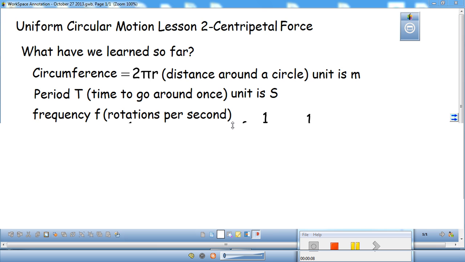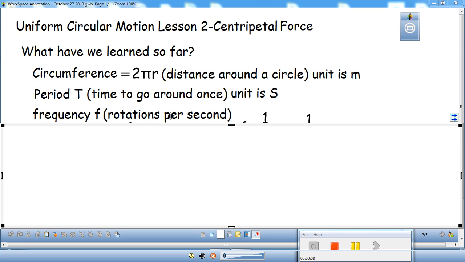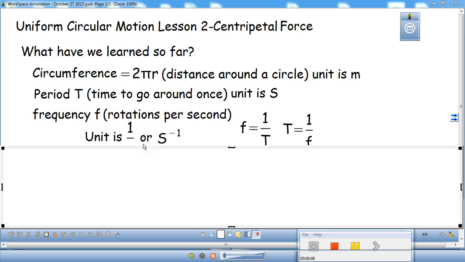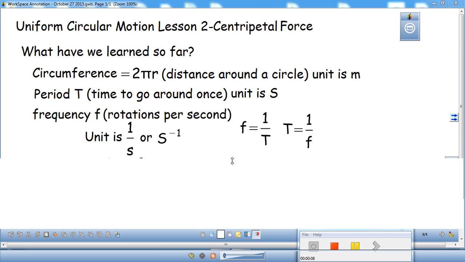We have the frequency, which is a little bit like period. It's rotations per second. It's a different way of measuring, where T measures how many seconds it takes to go around once. Frequency measures how many times it goes around each second. So they're actually inverses of each other, where the unit of period is seconds, the unit of frequency is 1 over seconds, or second to the negative 1, seconds inverse. And frequency is equal to 1 over the period, or period is equal to 1 over the frequency. So you can go back and forth between the two.